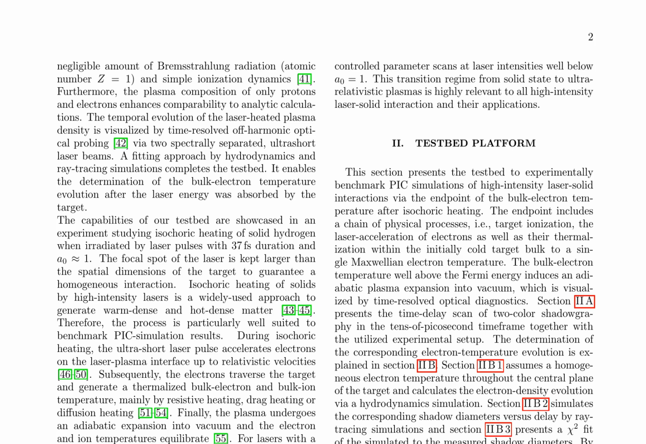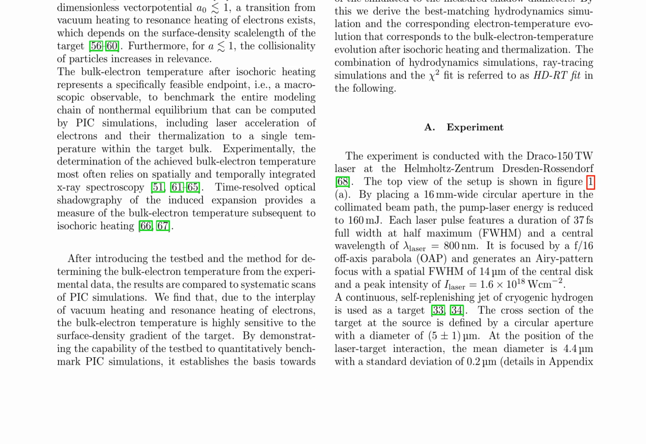the key aspects. The bulk electron temperature after isochoric heating represents a specifically feasible endpoint to benchmark the entire modeling chain of non-thermal equilibrium that can be computed by PIC simulations, including laser acceleration of electrons and their thermalization to a single temperature within the target bulk. Experimentally, the determination of the achieved bulk electron temperature most often relies on spatially and temporally integrated X-ray spectroscopy. Time-resolved optical shadowgraphy of the induced expansion provides a measure of the bulk electron temperature subsequent to isochoric heating.